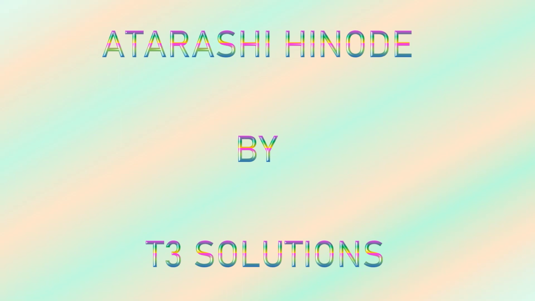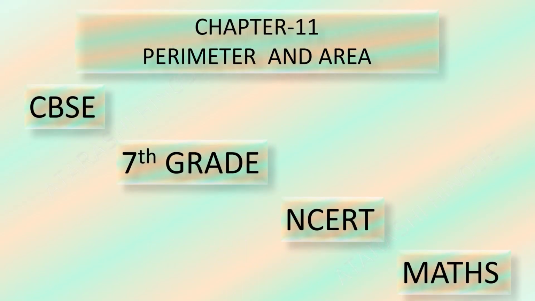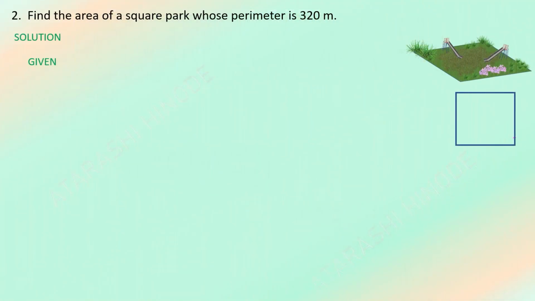Today we are going to do the second and third questions of exercise 11.1, 7th grade CBSE NCERT Maths. Here the question is to find the area of a square park whose perimeter is 320 meter. This is a square park and we have to find the area of this park.